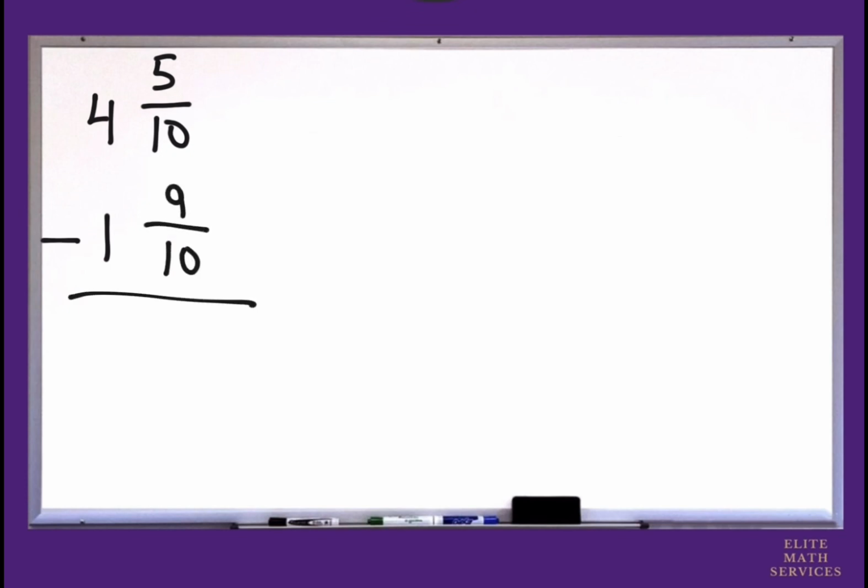In today's lesson, we're going to be learning how to subtract mixed numbers with regrouping. This is part 2 of our original video. We're going to start out with 4 and 5 over 10 minus 1 and 9 over 10. We notice that our denominator is the same, so the only thing we need to do is subtract our numerators.